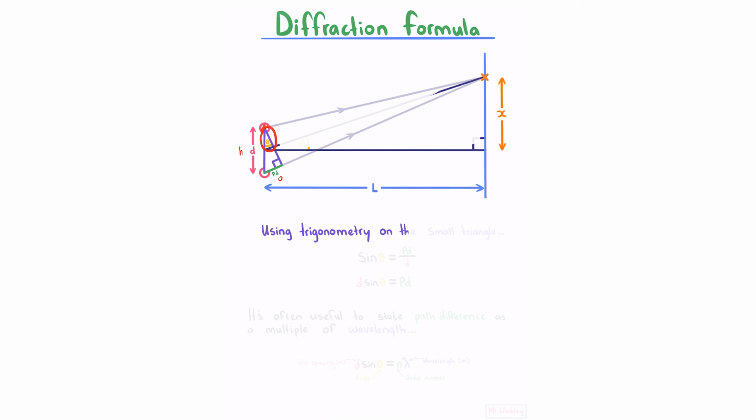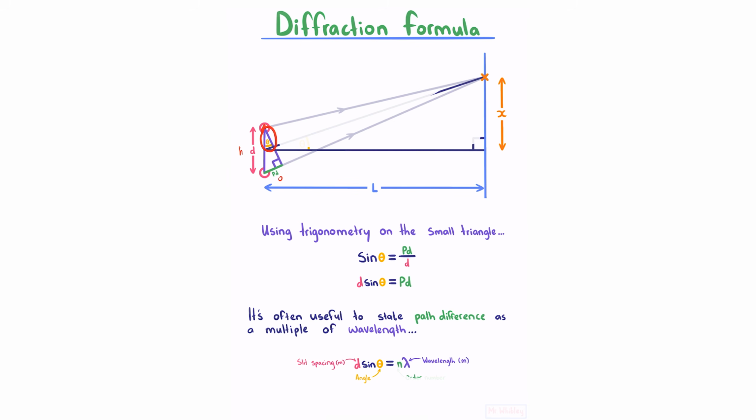Using trigonometry on our small triangle, we can use the SOH relationship, which is that sine of the angle is our opposite, which is the path difference, divided by the hypotenuse, which is d. Multiplying both sides by d gives us d sine theta is equal to the path difference. And now it's often useful to state the path difference as a multiple of the wavelength, specifically our wavelength multiplied by the order number n.